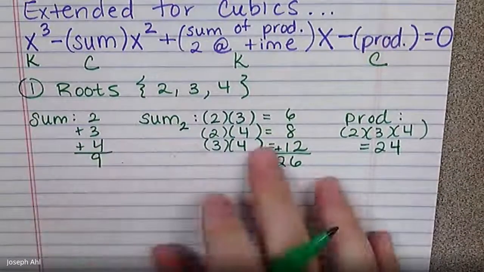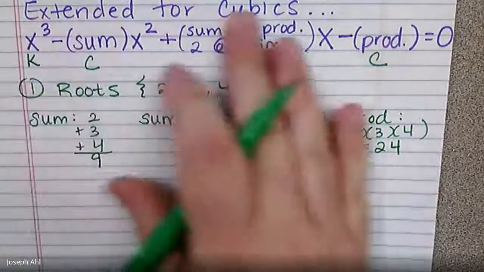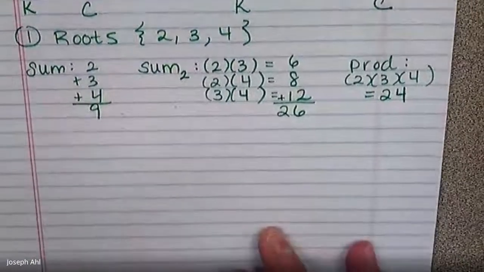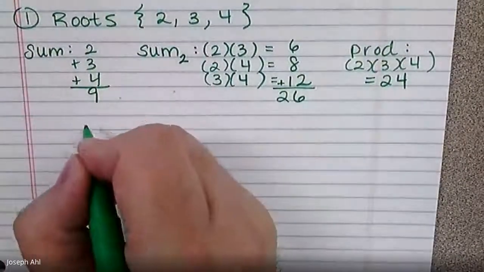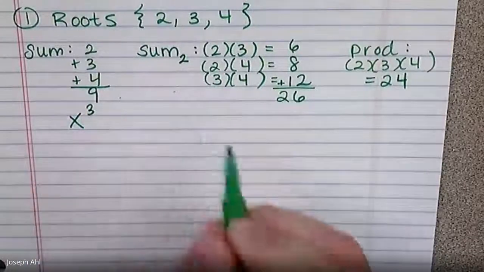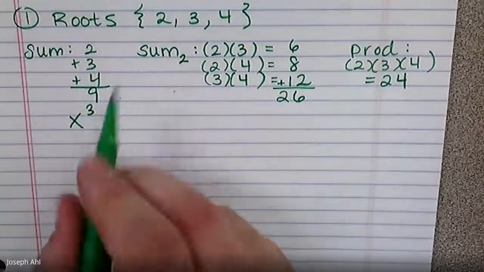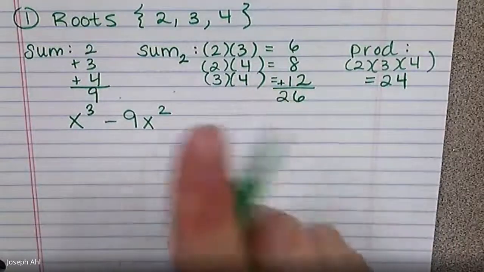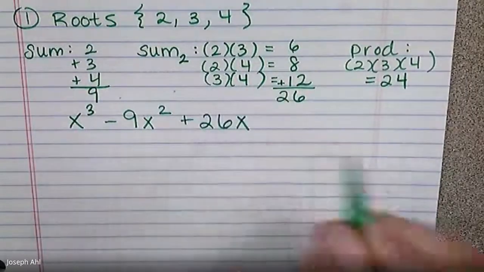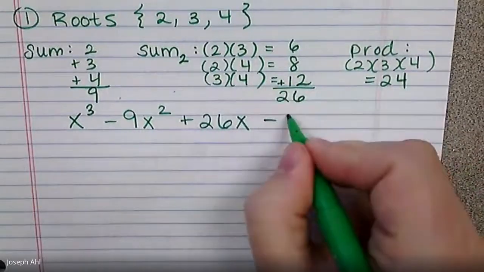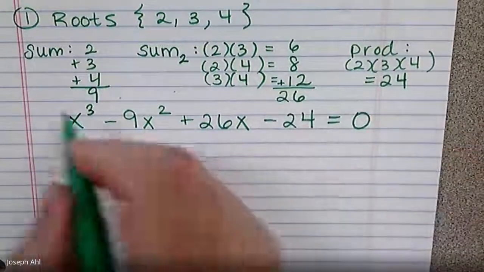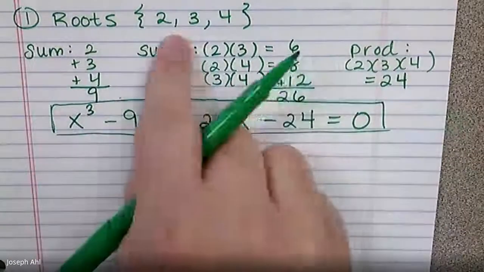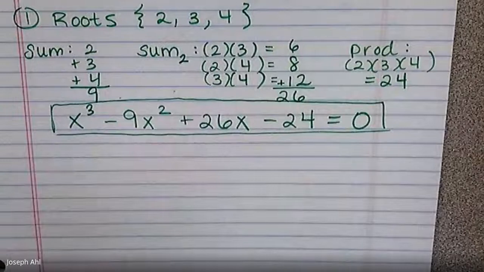And now that I have each of these terms, I'm just going to very carefully sub them into this general form and be able to come up with the equation for this cubic polynomial. So here we go. Ready? It's going to be x cubed, change the sum, minus 9x squared. Keep the sum 2 at a time, plus 26x. Change the product to minus 24 equals 0. That's the equation of a cubic that has these 3 roots. Okay.